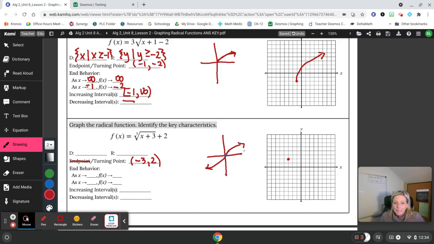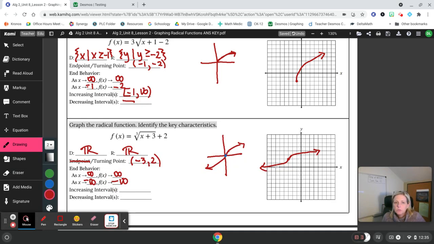So our domain, the x's are the all real number set. The range is also all real numbers because it doesn't have a limit to it. Let's go ahead and put our graph up here. So this is going to go up in this direction, and then it's going to come down in this direction. Okay, as x approaches infinity, the function itself is also approaching infinity. As x approaches negative infinity, the function is approaching negative infinity.